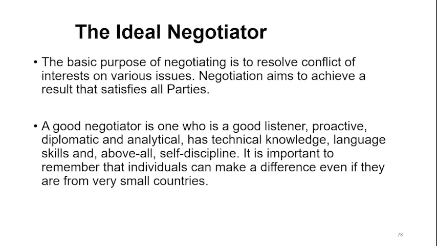So an ideal negotiator, therefore, is one who will resolve the conflict of interest on various issues. A good negotiator is therefore one who is a good listener, proactive, diplomatic, analytical, has technical knowledge, language skills, and above all, self-discipline. So it is important that you have all these skills. Technical knowledge is important. That's why I try to give you the science and a clearer understanding of the nuances around the climate change convention and the institutional arrangements, because those are very important for you to enhance your negotiating skills.